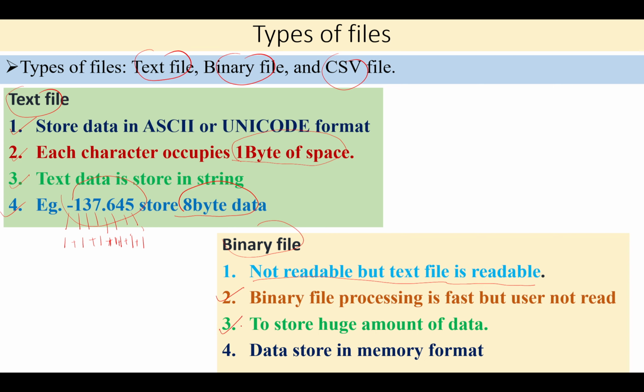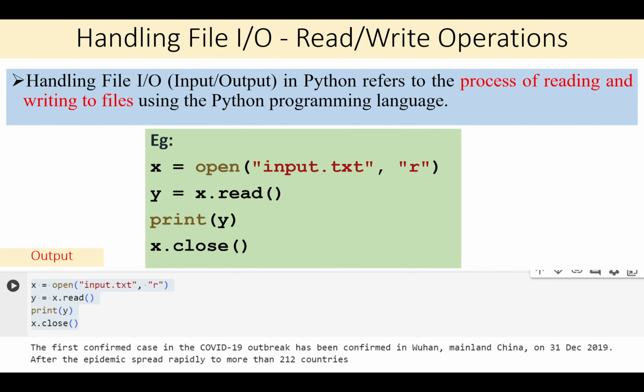And in the binary file, a huge amount of data can be stored. That is the more beautiful feature of binary files. And the data is stored in a memory format. So these are some highlights about text files and binary files.